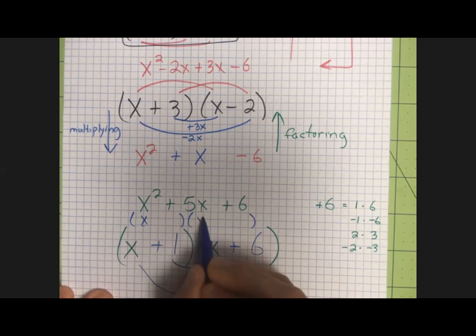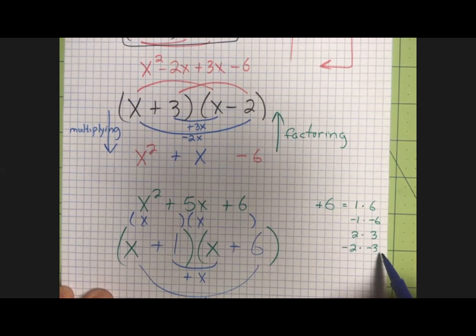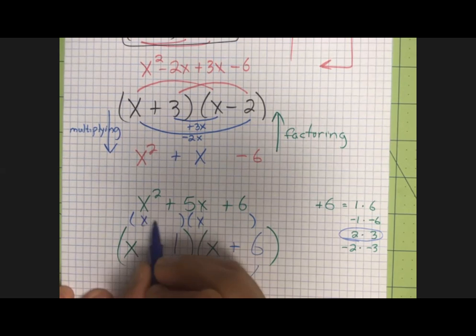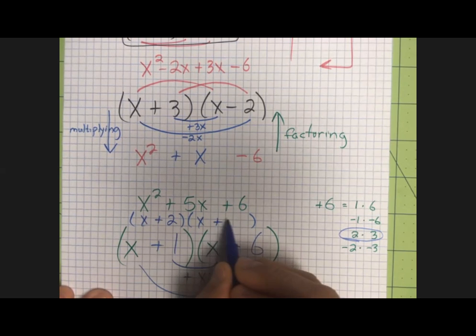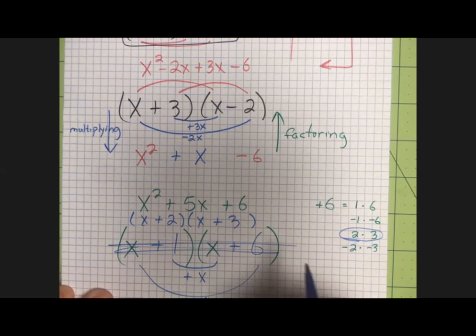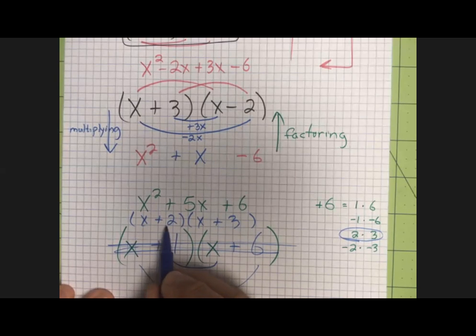So then you say to yourself, well, I've only got a few choices. Which 2 numbers add up to positive 5? Then you settle on these. Plus 1, plus 6 don't work. But plus 2 and plus 3 do work.